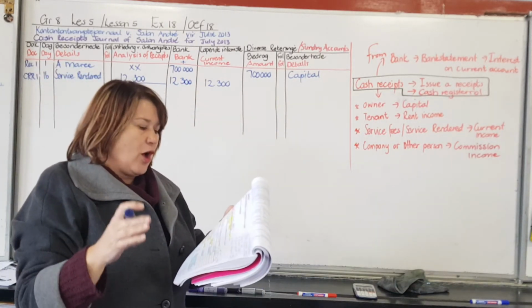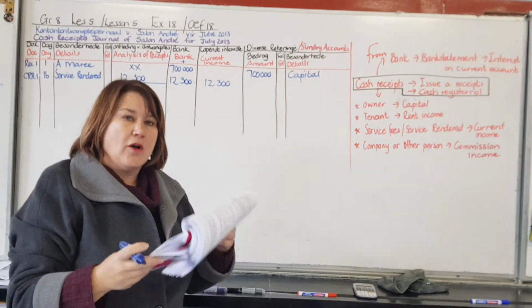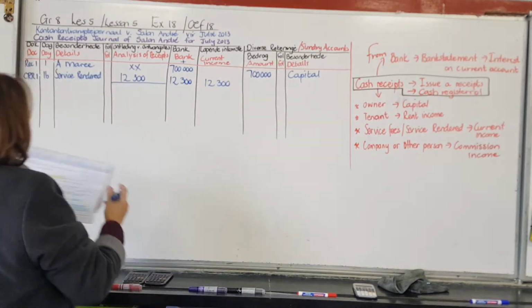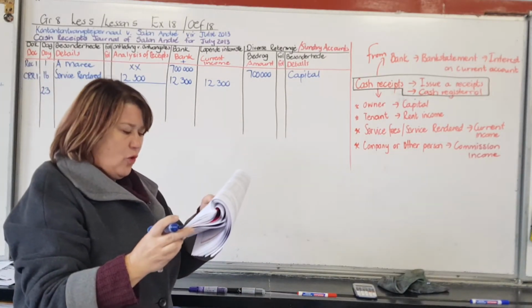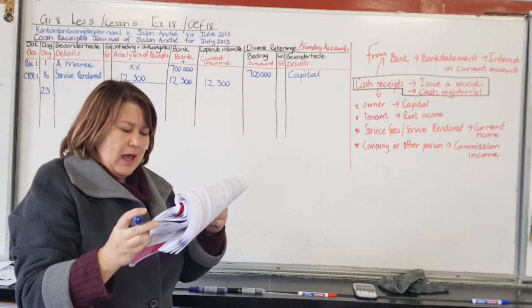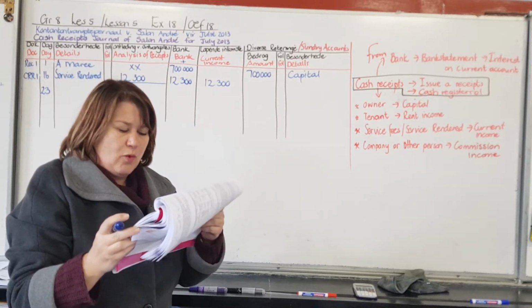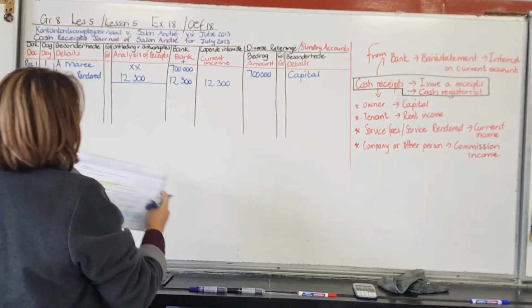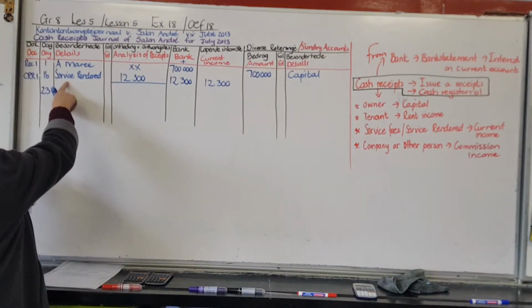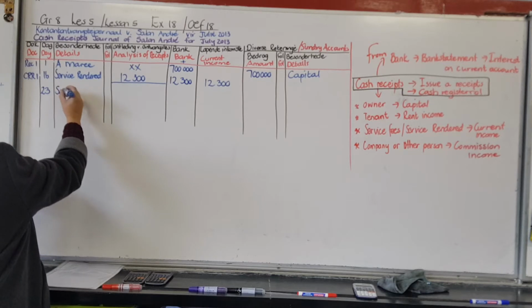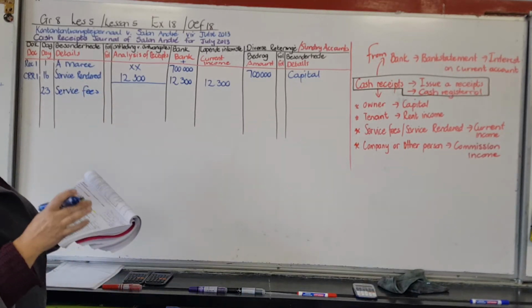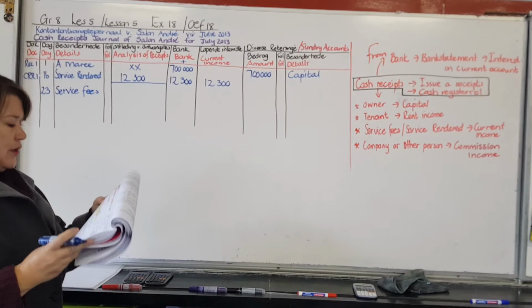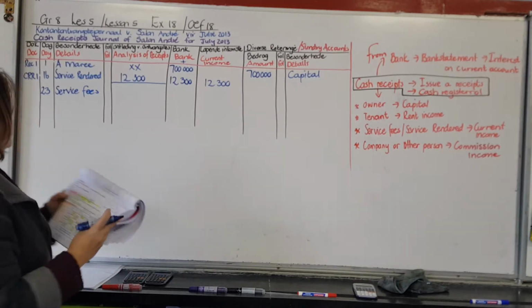12,300 rand, because that was the only money that we've received on the 16th. On the 23rd, it reads, service fees according to the cash register roll amounted to 21,900 rand. So we've received money because we've rendered a service. But now you don't have to write this service rendered. You can also write service fees. Okay, so any of those two words are correct. So service fees according to the cash register roll.